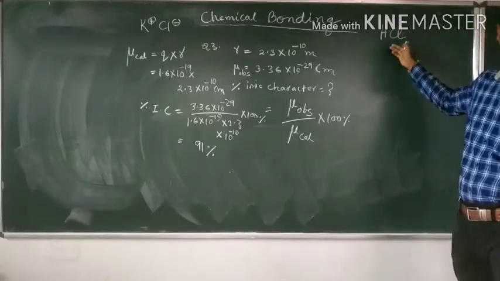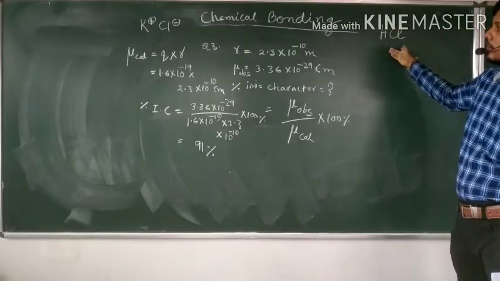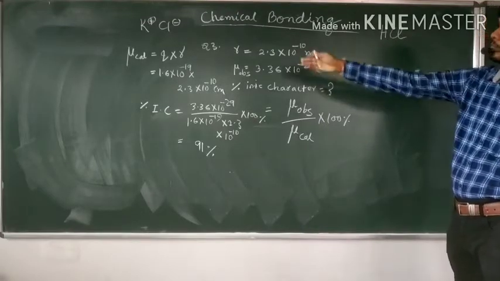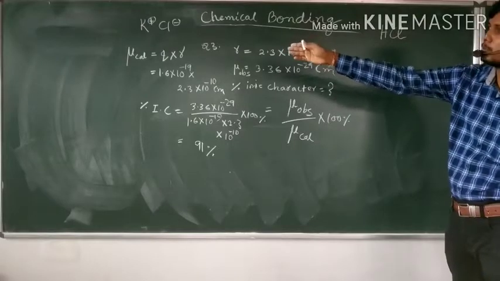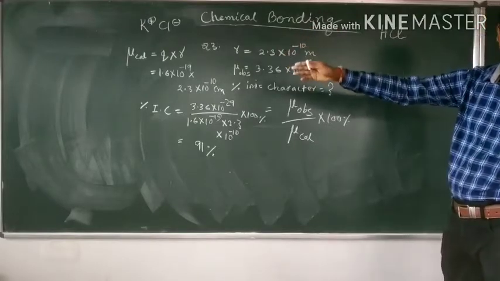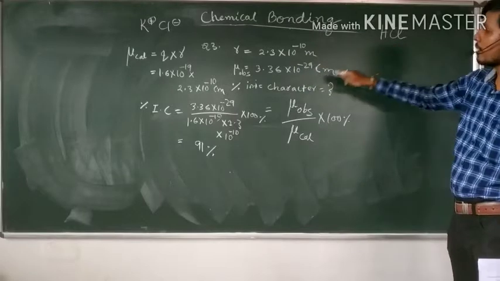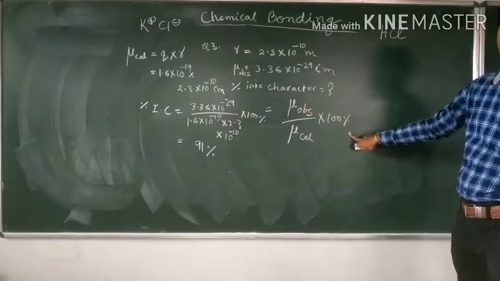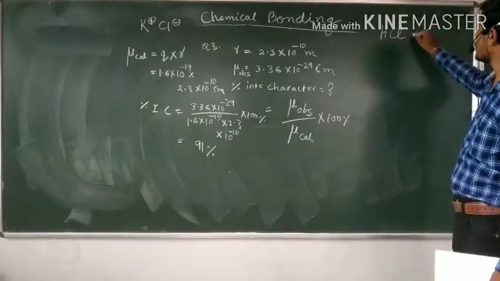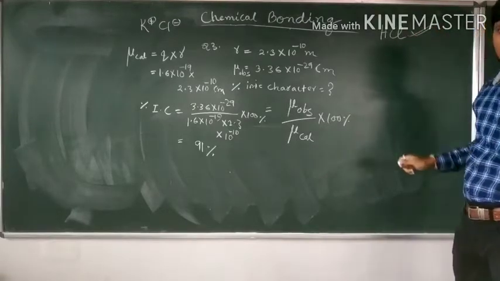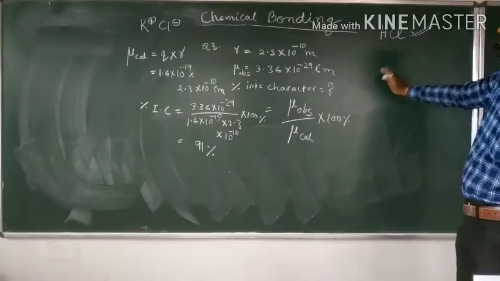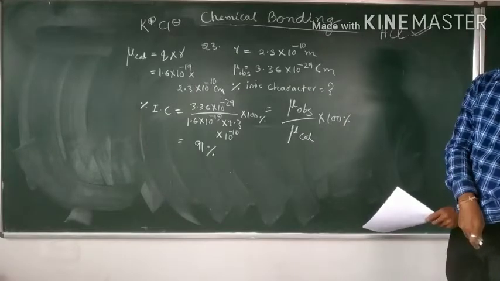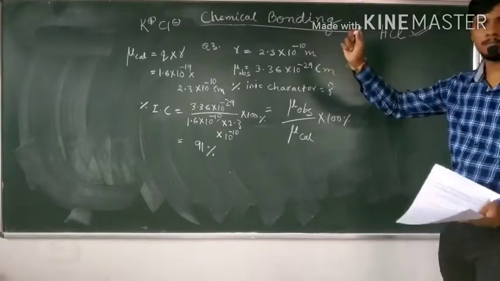Find the percentage ionic character of HCl, if the dipole moment is this one and the distance is this one. So what you have to do is find the mu calculated, the calculated dipole moment. Then divide the observed dipole moment by the calculated dipole moment and multiply by 100. This is a very common question in exams for HCl. In this way you can find out the percentage ionic character of any molecule from the dipole moment data and the distance.